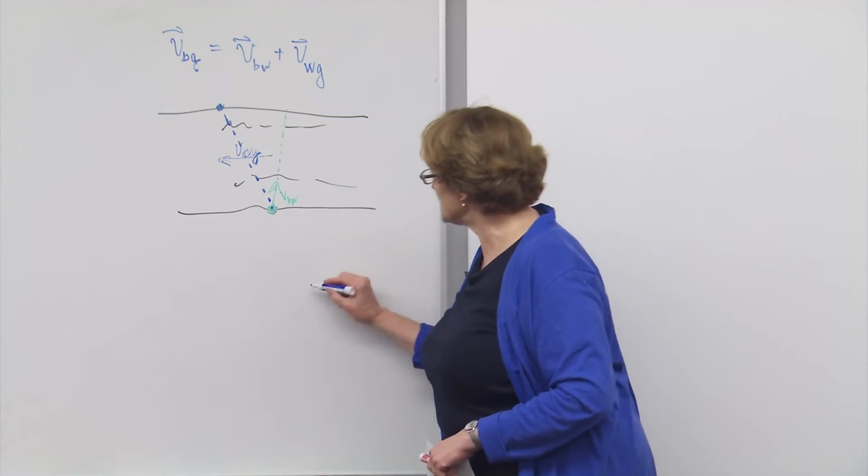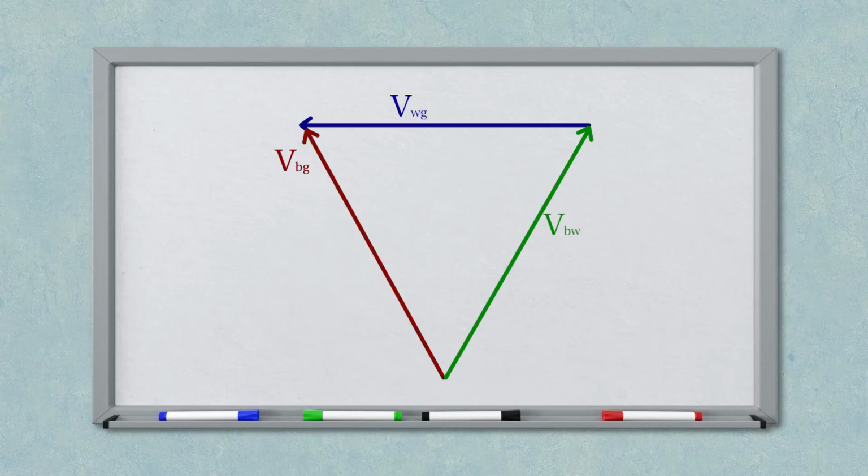So I take the vector sum. I have the boat vector here, v boat with respect to the water, and I add it to the velocity of the water with respect to the ground, and I get my resultant velocity, the velocity of the boat with respect to the ground.